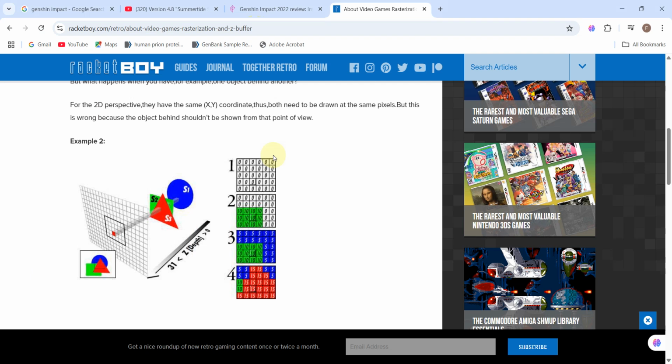But today we are going to see a better example, which is more understandable to all of us. I'm going to explain it with the help of this blog written by the Racket Boys. This blog is trying to explain how the Z-buffer helped us shape the video games which we see today.